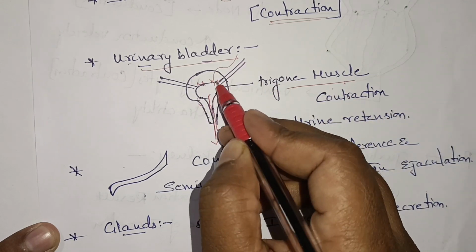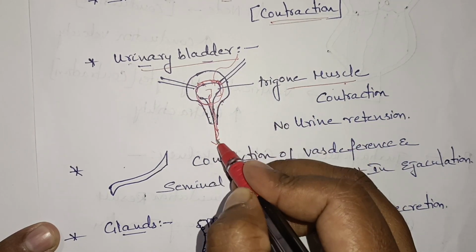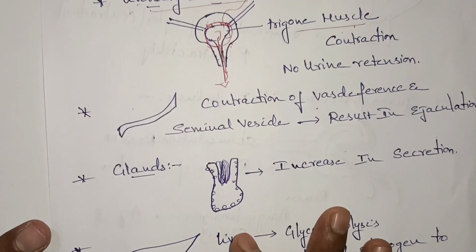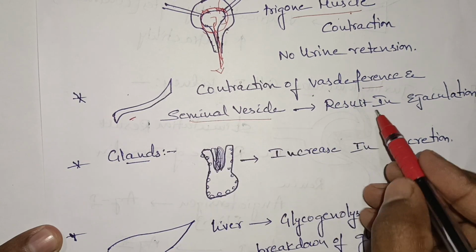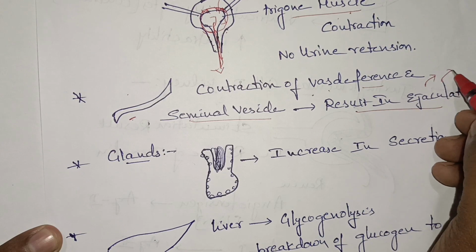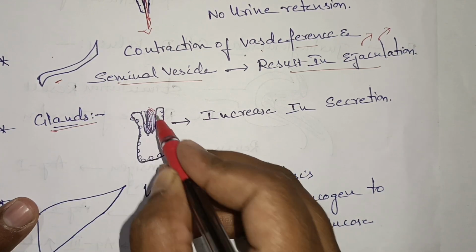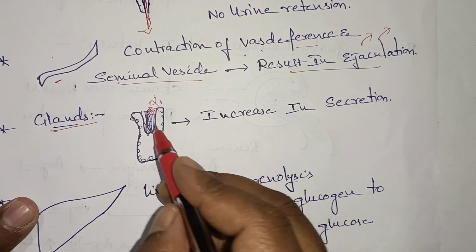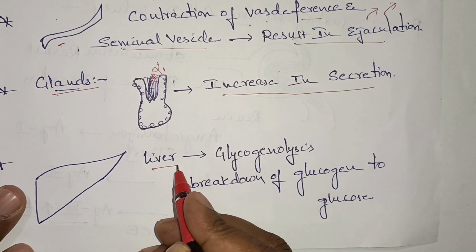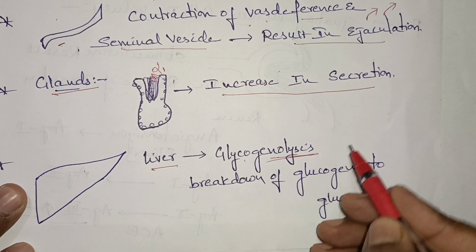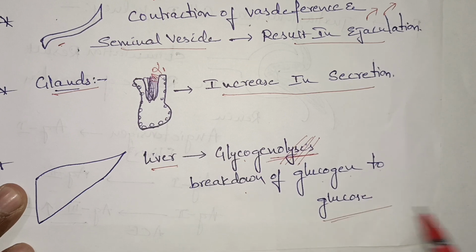If stimulated, it results in contraction of this trigone muscle, resulting in no retention of urine inside the bladder. Next, it is also found in the vas deferens and seminal vesicle, resulting in increased ejaculation. It is also found in the glands. Stimulation of this alpha 1 receptor results in increased secretion. It is also present in the liver, resulting in glycogenolysis. Lysis is nothing but breakdown, meaning there is a breakdown of glycogen to glucose.